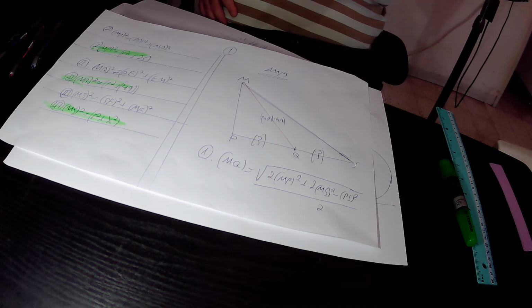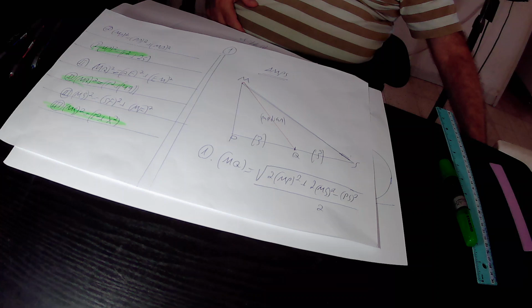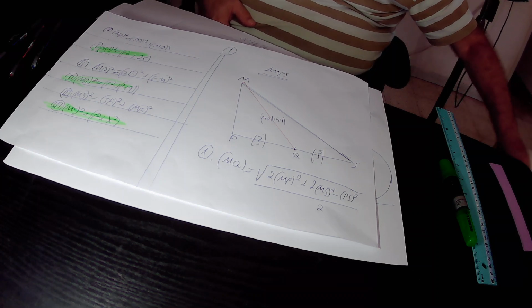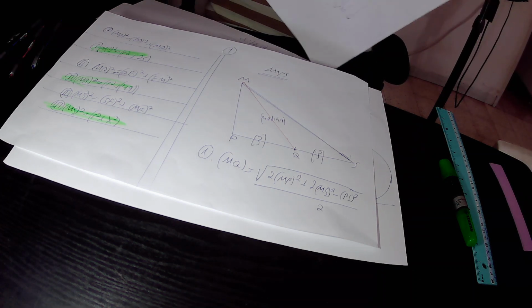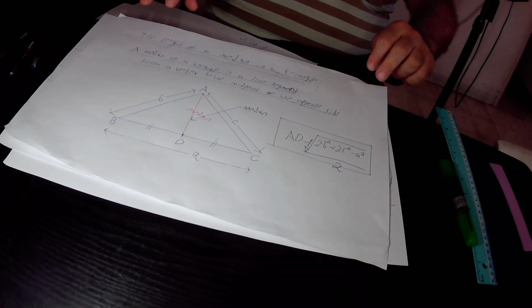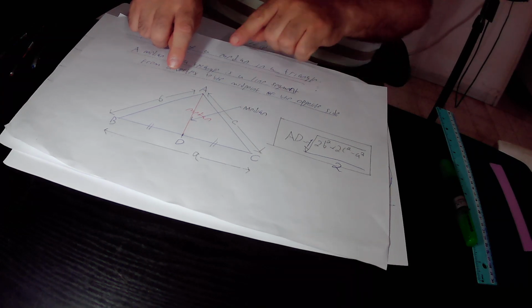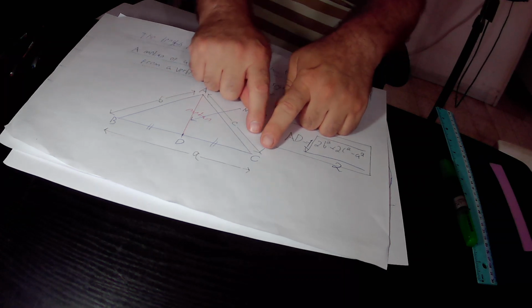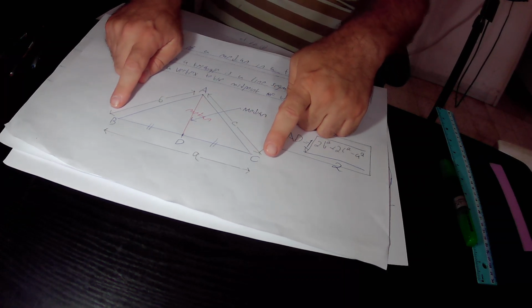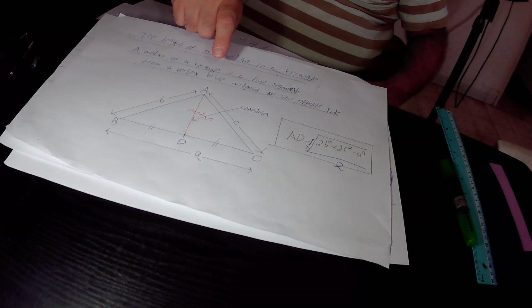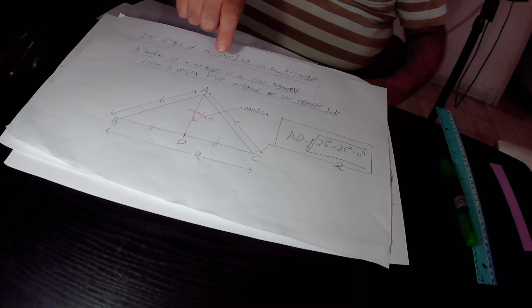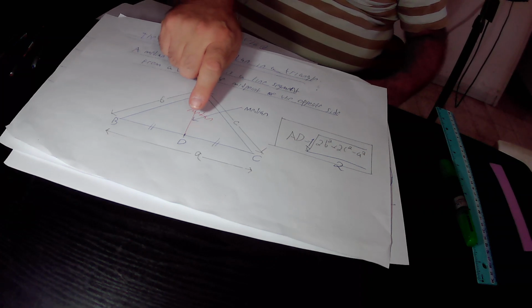But the real question is, what is the length of the median MQ? Actually, we have a special formula for the length of the median. So in the domain, we have triangle ABC. The length of this side AB is c units, the length of this side AC is b units, and the length of this side BC is a units. AD is the median of this triangle ABC. It connects the vertex A to the midpoint of BC, that is D.